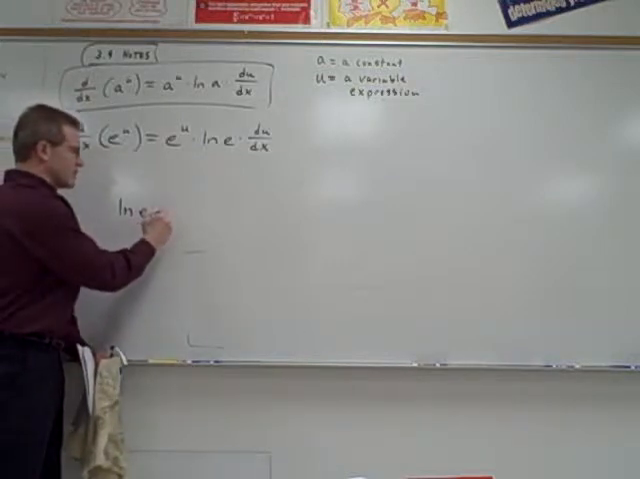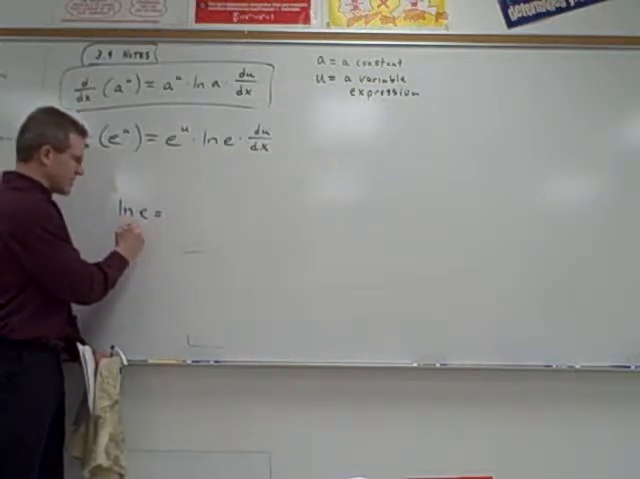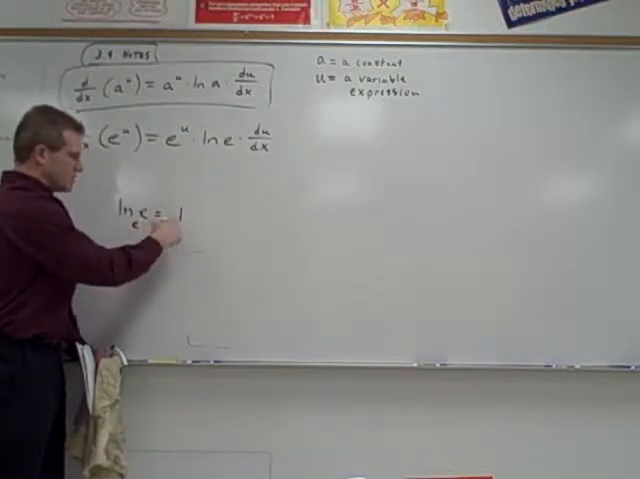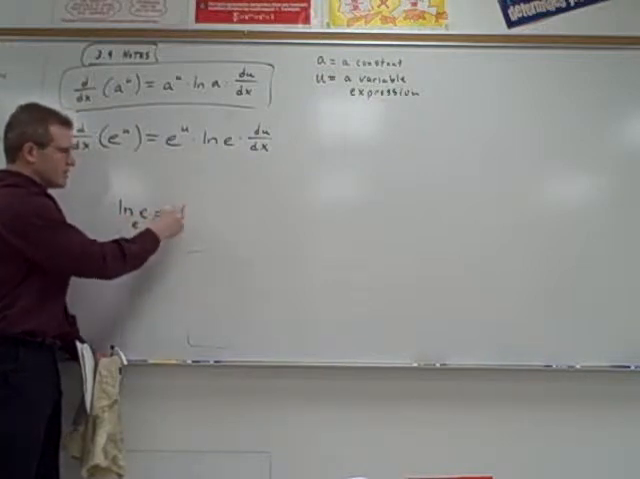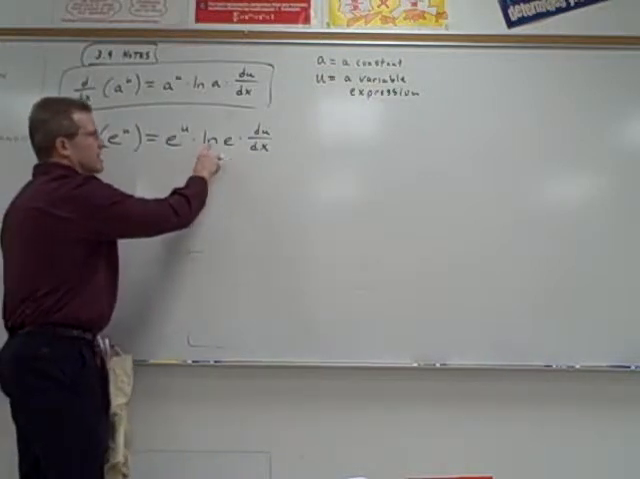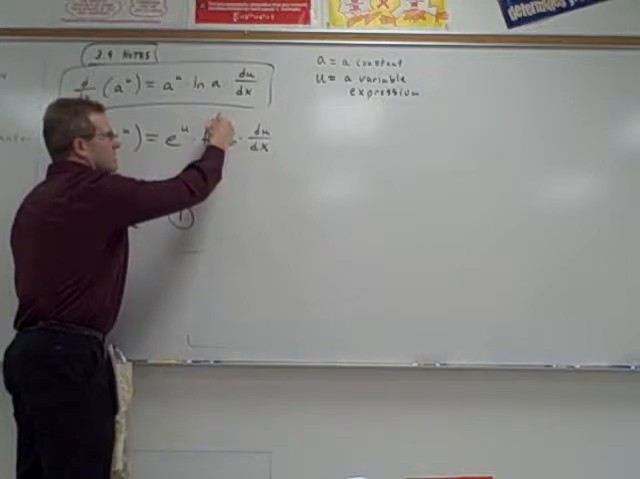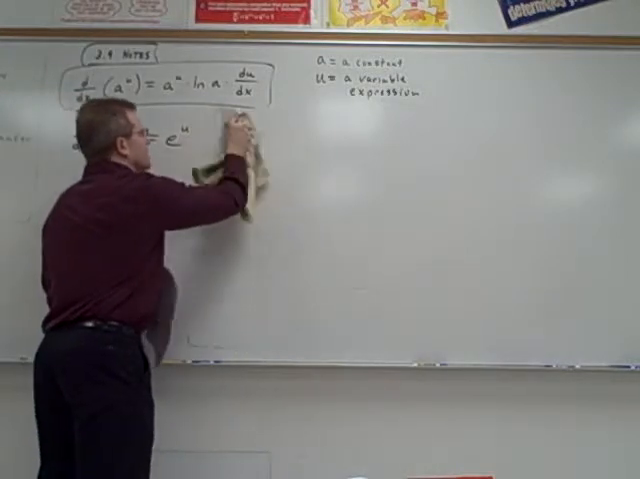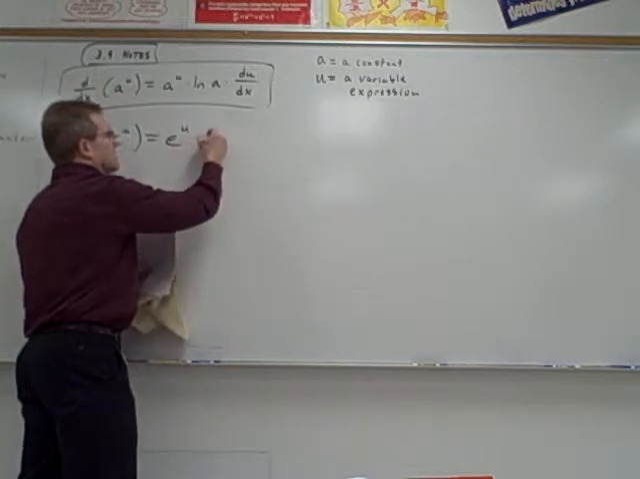Because natural log of e, here's what you're thinking. Natural log means base e. E to what exponent equals e? E to the first power gives me e. So natural log of e is equal to 1. So normally we don't even write that natural log of e down. Normally we just write this formula like this.